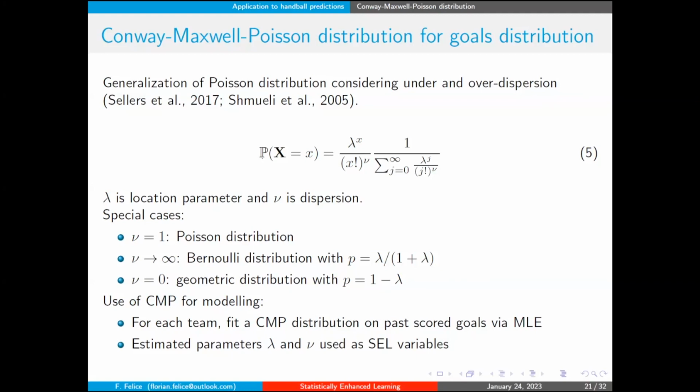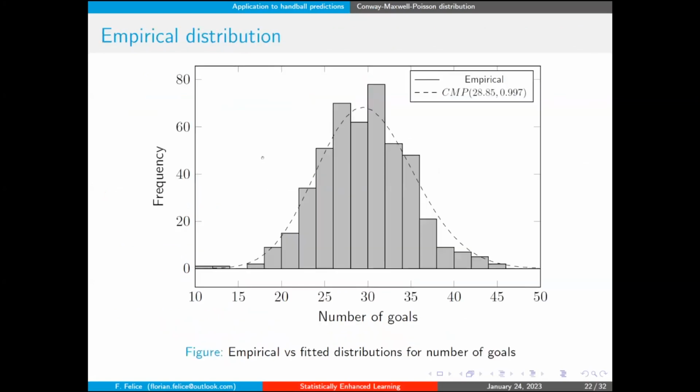Here what we do in our use case is that we take the number of goals scored by each of the teams. So individually, we take each of the teams' historical games, and then we try to fit a Conway-Maxwell distribution and fit that with maximum likelihood estimation. We then get two parameters, lambda and nu, that are the two parameters for the distribution, that we then use as additional variables to put into our model on top of the information that I mentioned earlier, like age, location, and so on.